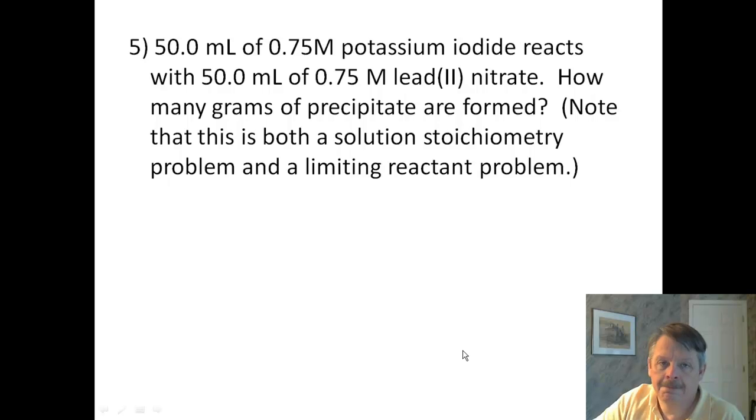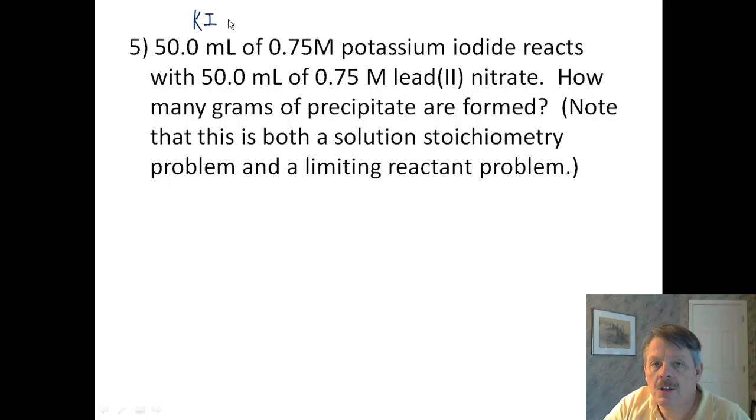All right. This one's going to take a little bit longer. Number 5 is actually a limiting reactant problem. Okay, so if I look at this, let's go and figure out my problem. It reacts with this, so I have potassium iodide. I'm going to stick this way up here because I'm going to need the room.